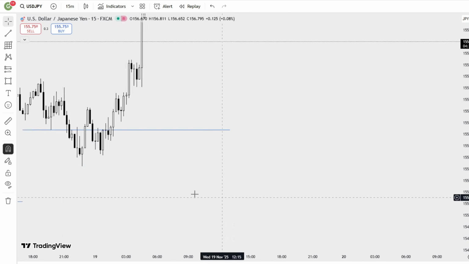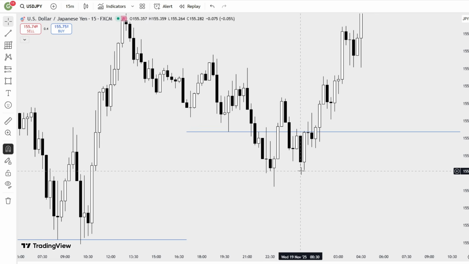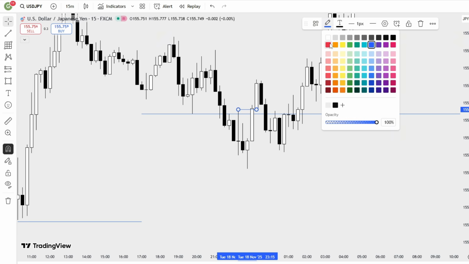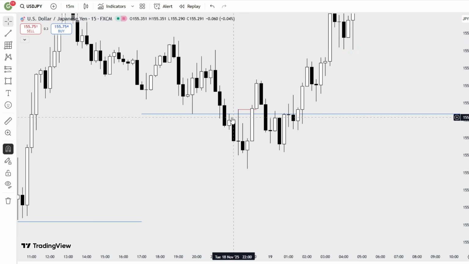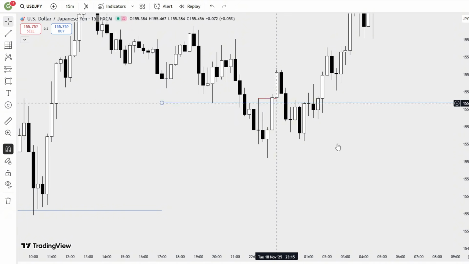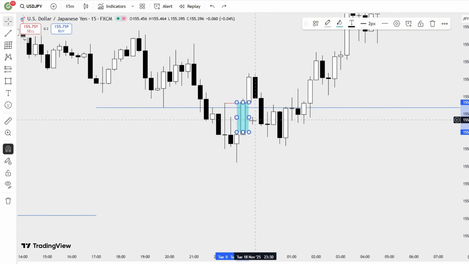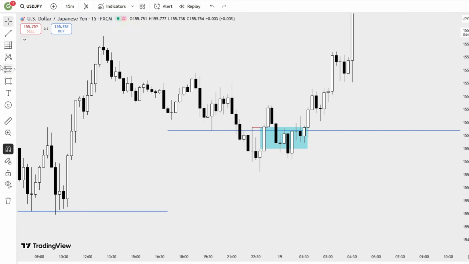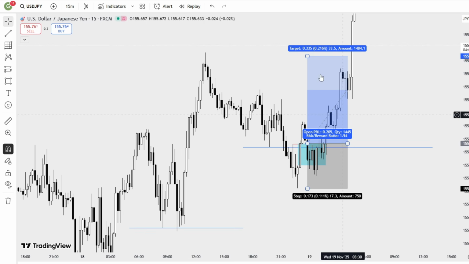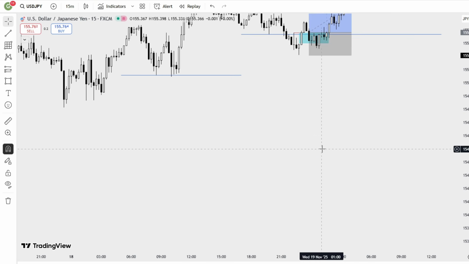So let's begin with this one. We have the purge right here. After the purge, we have a structure shift right here. Okay, a candle sweeping the previous candle high, making a new high, and breaking the low. Okay, structure shift right here. Fair value gap right here. Take your trade right here. Put your entry, stop loss, and you can aim for whatever target you're currently looking at.